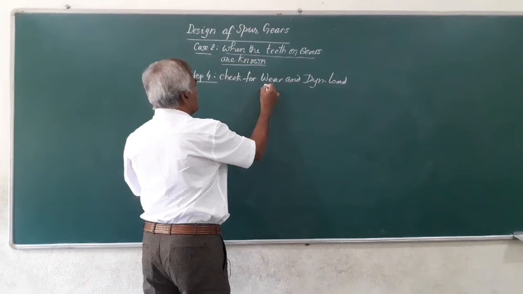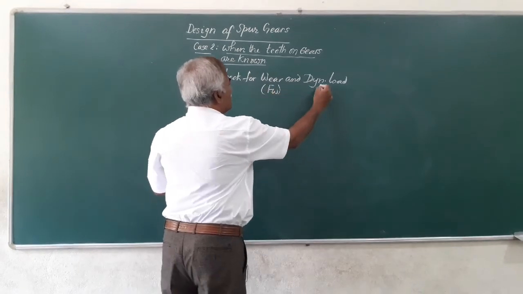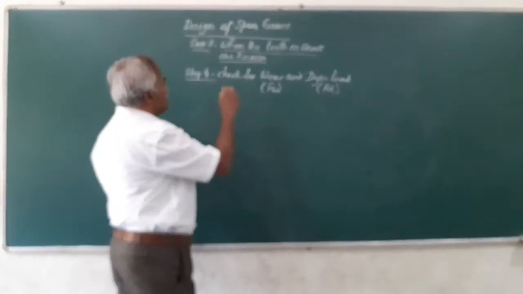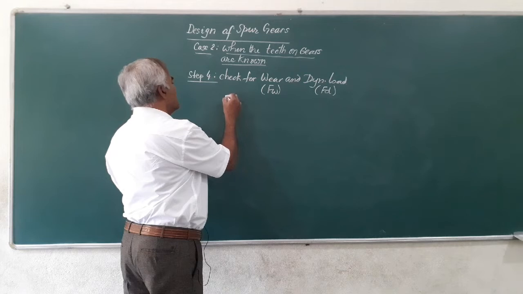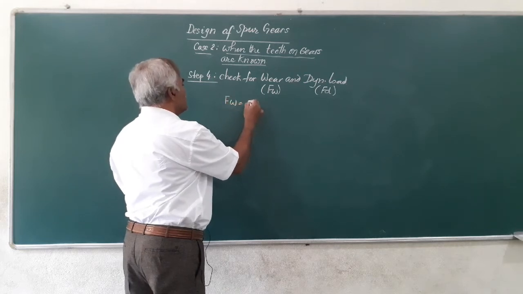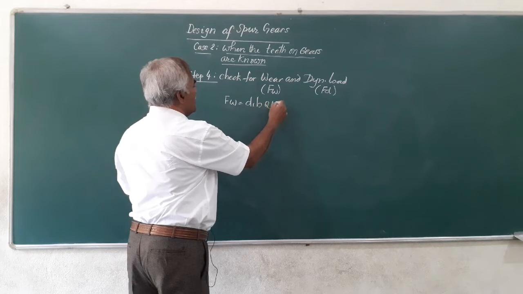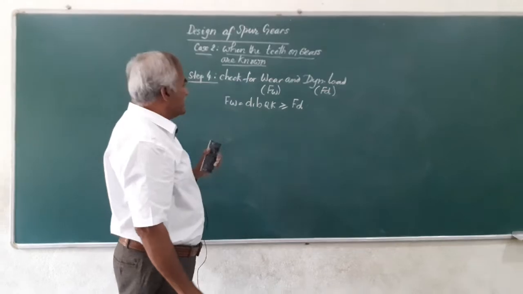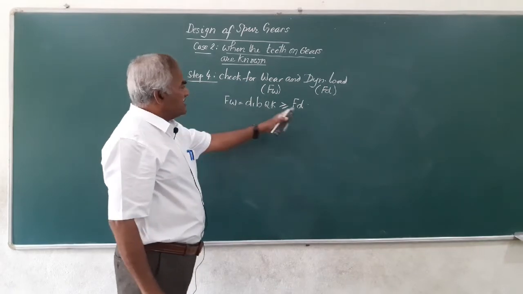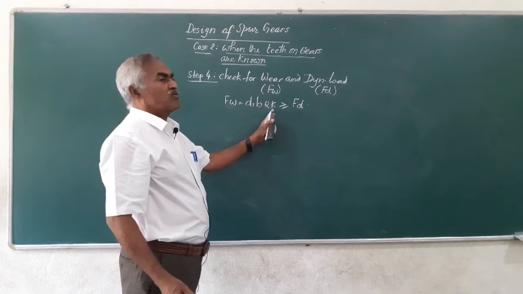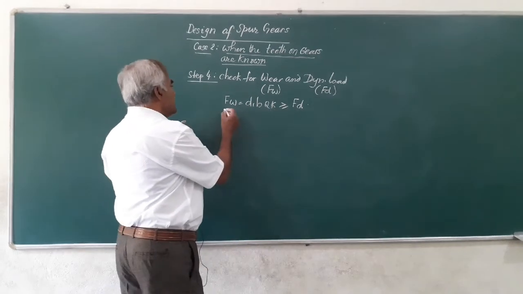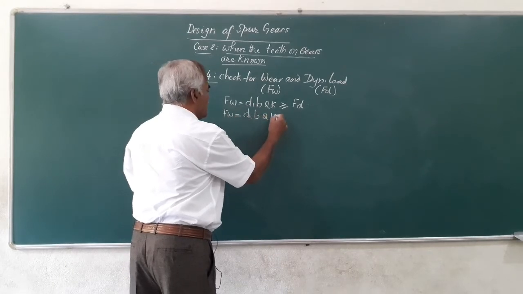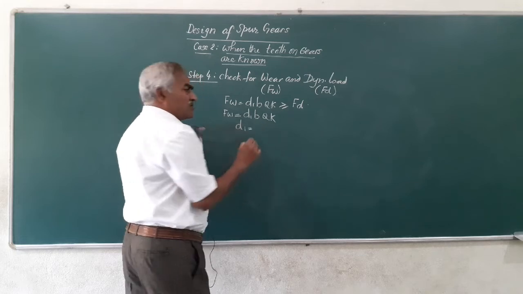So wear load is given by Fw and dynamic load is given by Fd. So friends, if you refer to the data handbook, on Spur Gears you have the wear load given by the formula Fw = d1 b Q K, which is greater than or equal to Fd. So let us see what is Fw, what is Fd, how to calculate, and finally find out the value of K.